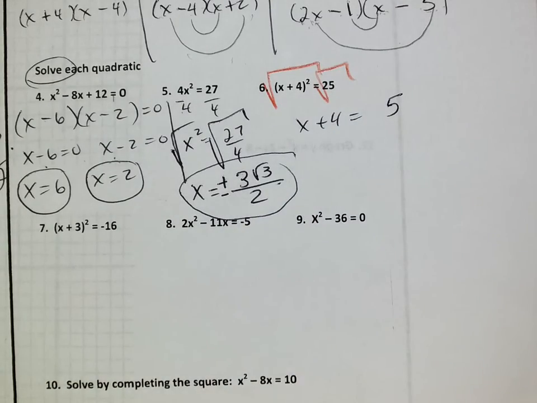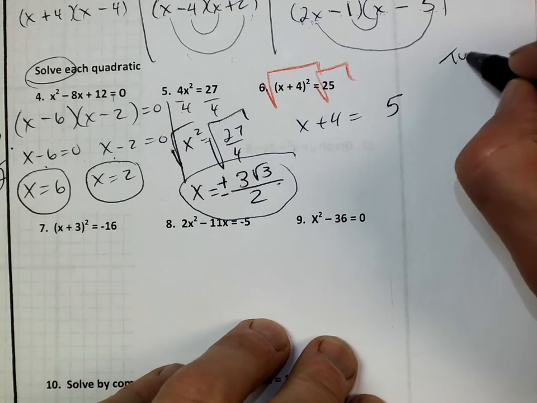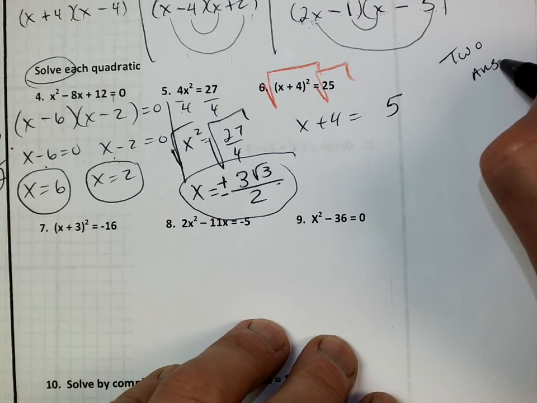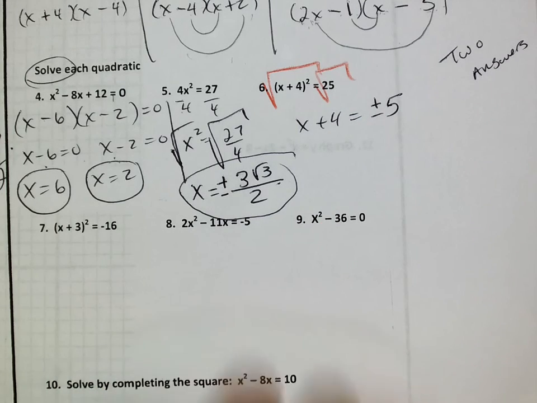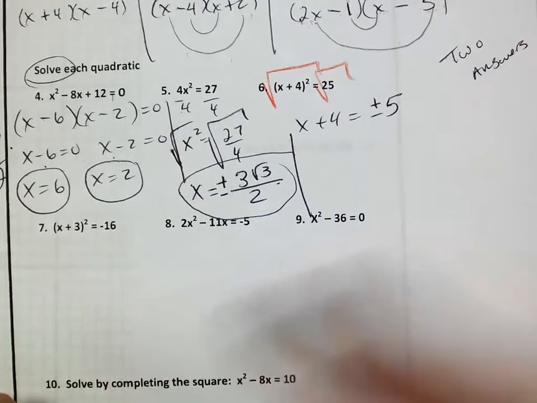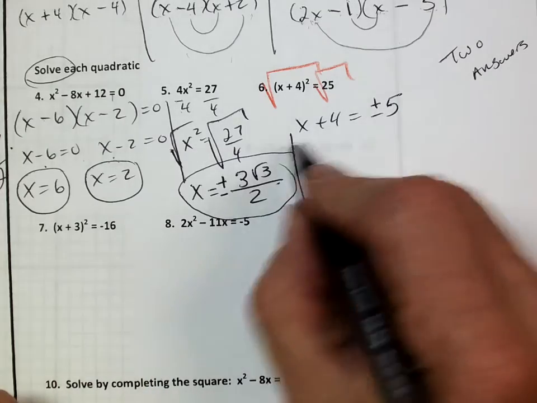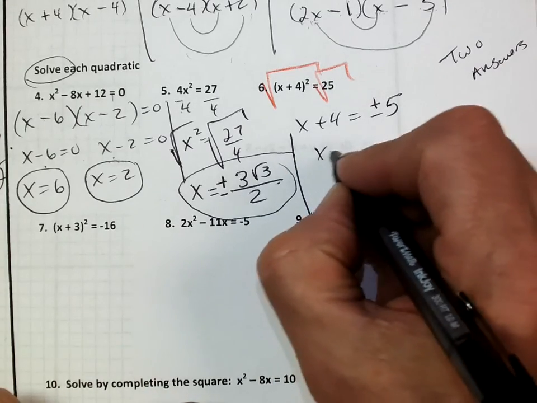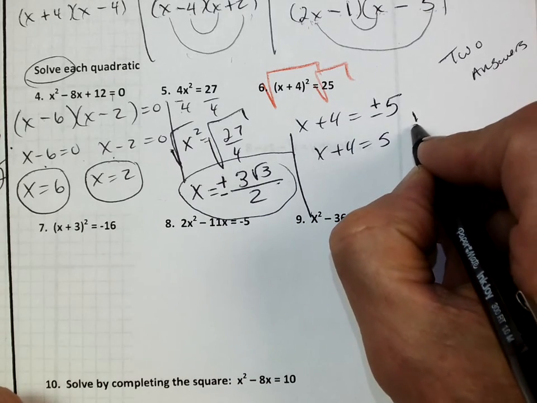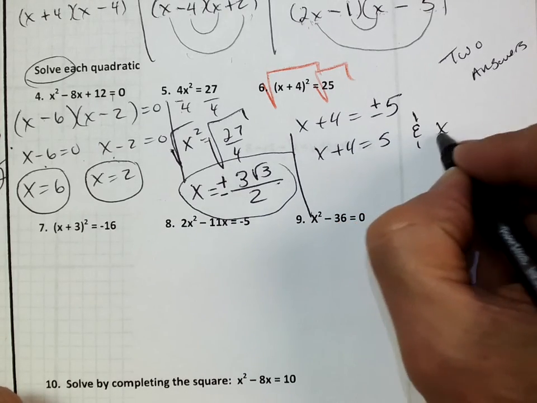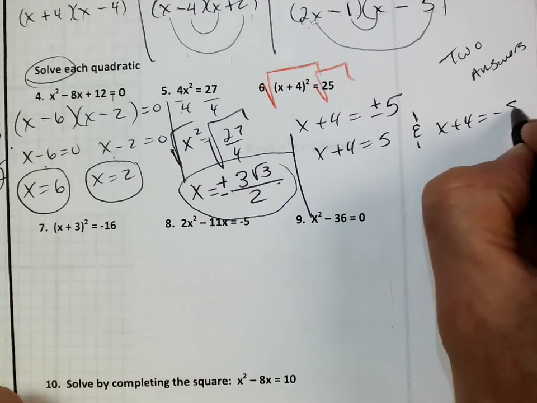Except 2 answers, right? Got to have 2 answers. So it's really a plus or minus 5, because I know 5 times 5 is 25, but also negative 5 times negative 5 is also 25. So I get my 2 answers. Well, to get 2 answers, I have to have 2 equations. So I'll go, okay, x plus 4 equals 5, and, that's my little and symbol, x plus 4 equals negative 5, okay?